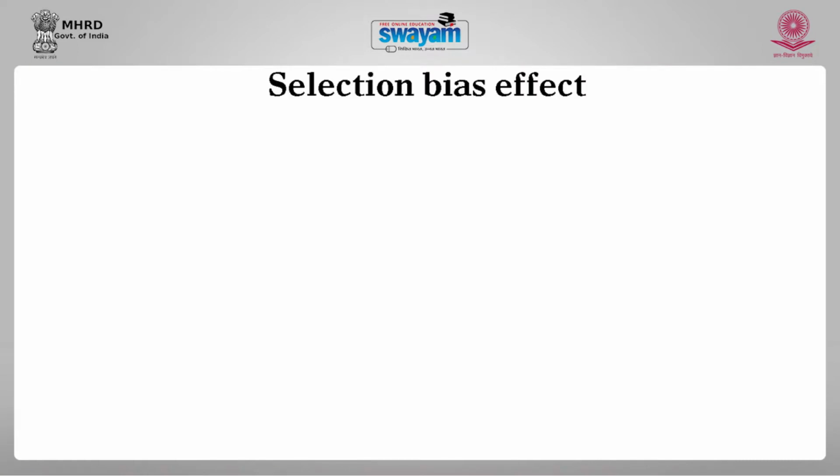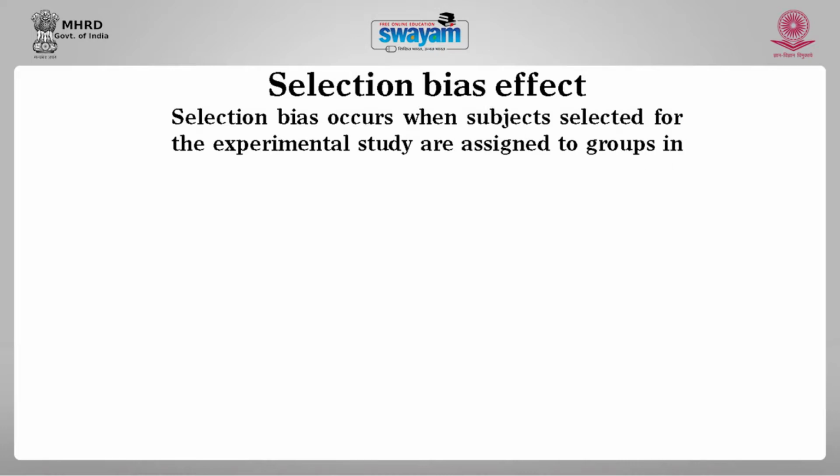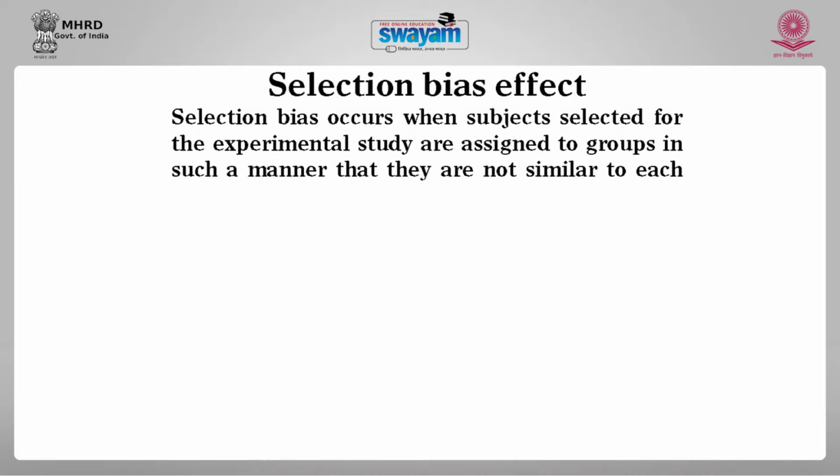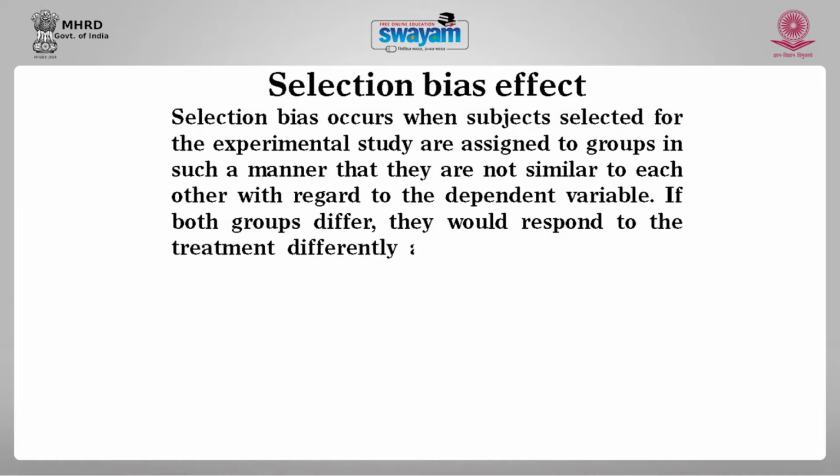Another issue is selection bias. Selection bias occurs when subjects selected for the experimental study are assigned to groups in such a manner that they are not similar to each other with regard to the dependent variable. If both groups differ, they would respond to the treatment differently, and this would influence the outcome of the study.